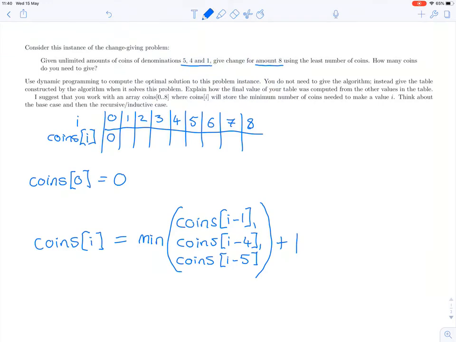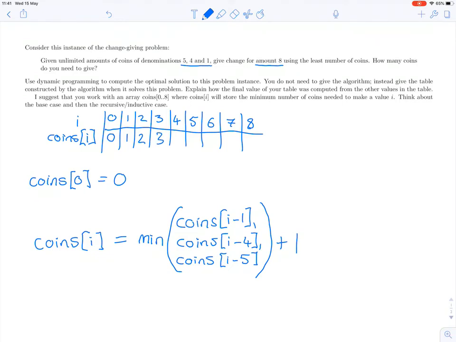So for change of 1, we're only going to consider the top option, i minus 1. So we're going to look here. We can see there's a 0 there, so we add 1 to it, and that's what we put in the next position in the table. Same goes here, so we can look at position i minus 1. There's a 1 there, so we add 1 to it, put 2 in our table. So let's just think what this is saying. It's saying to give change of 2, I can do that in a minimum of 2 coins, and obviously that's by giving two 1s. Okay, same again, so we look back 1. To give change of 3, I can do that in 3 coins.